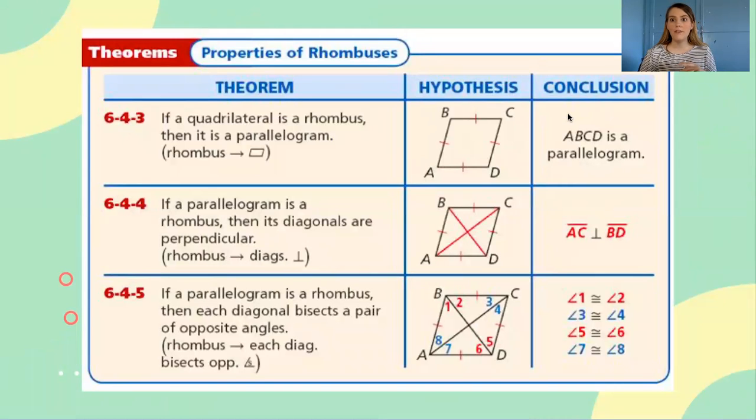These theorems define some different properties about rhombuses. So if a quadrilateral is a rhombus, then it's a parallelogram. Everything that was true about parallelograms is also true about rhombuses.